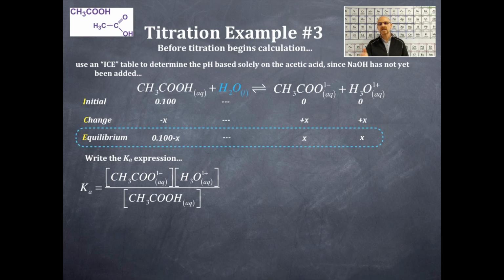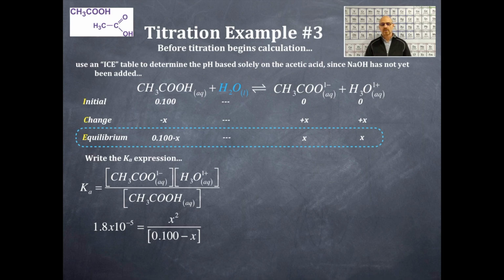Now I'm going to plug in these values at equilibrium right into that Ka expression, using the Ka that was given to me at the very beginning of this problem. So the Ka is 1.8 times 10 to the negative 5. The acetate and hydronium ions are both x respectively, and I'm going to multiply them together, so that's x squared in the numerator. My denominator is 0.100 minus x.